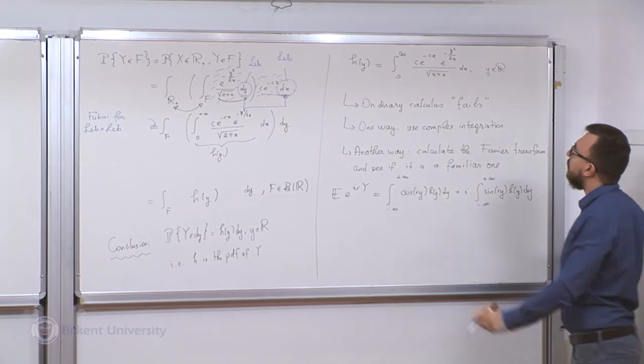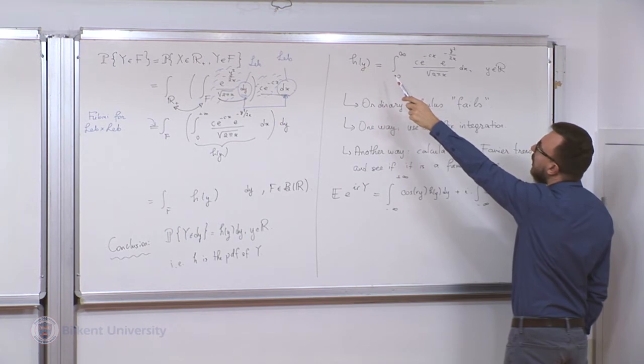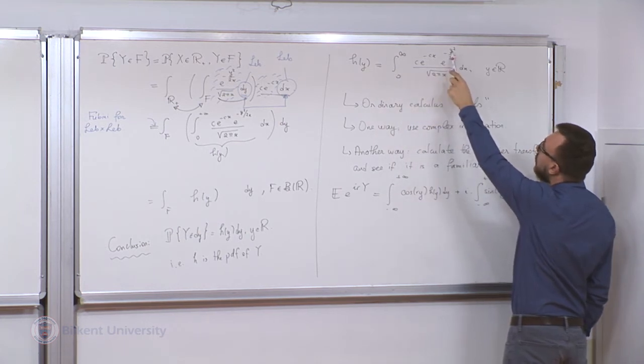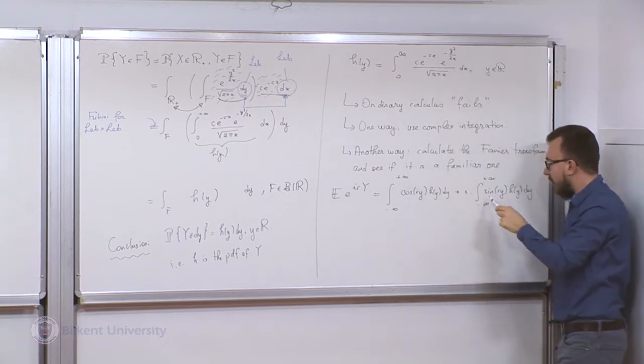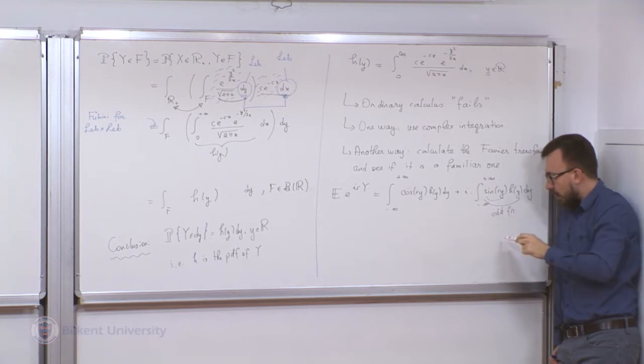So if you look at this function h, it is an even function, right? Because y is squared, and this is the only place where we see y. On the other hand, sine is an odd function. So the product of sine and h is an odd function. So this integral is just 0.